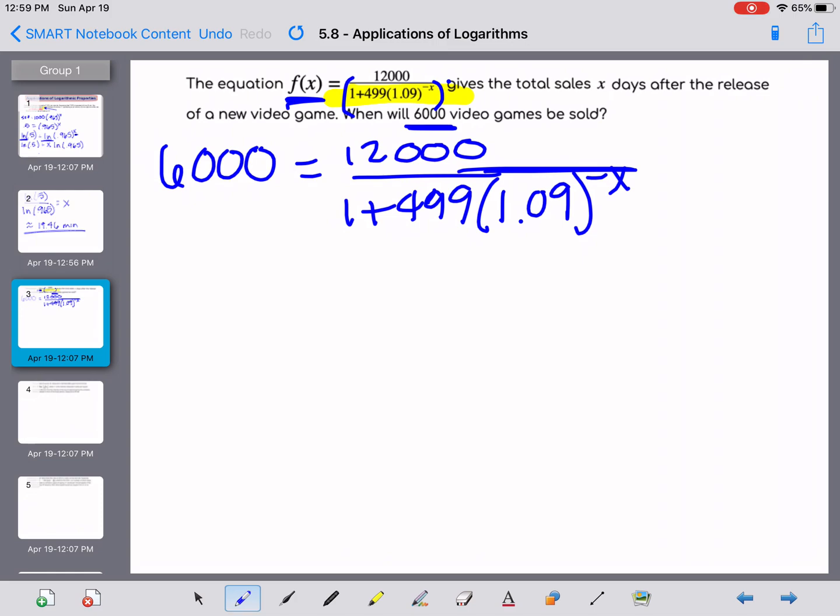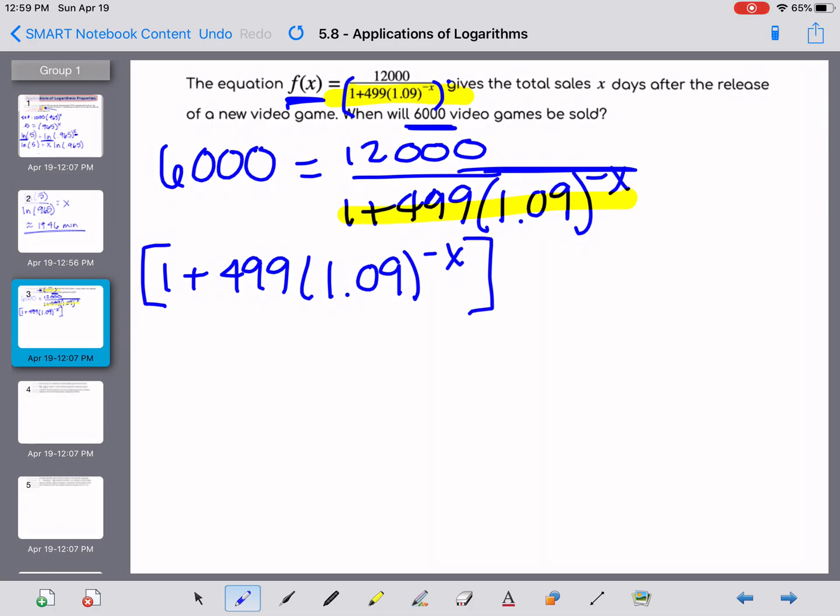Negative x there. If I take that whole bottom piece and multiply it to both sides, I've now gotten it out of the denominator, which is the important part: getting the variable out. So now I'm going to put this in some brackets so you can see this: 1 plus 499 times 1.09 to the negative x. This step is probably the part where, if people are stuck, that's where they get stuck. 12,000 over 3. Okay.